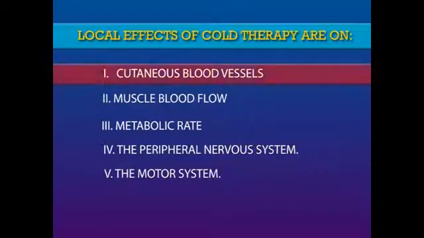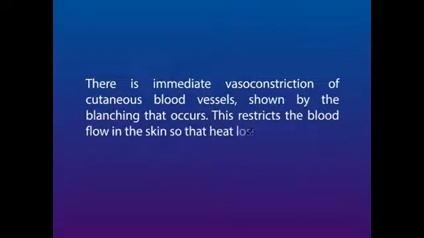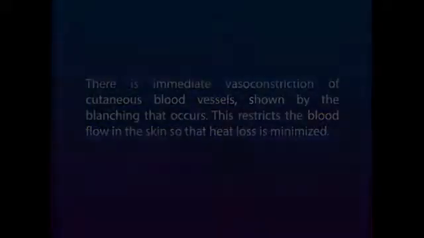The first one is on the cutaneous blood vessels. There is immediate vasoconstriction of cutaneous blood vessels, shown by the blanching that occurs. This restricts the blood flow in the skin so that heat loss is minimized. The speed with which this vasoconstriction occurs indicates that it is a reflex in the autonomic nervous system, which is triggered by stimulation of the thermal receptors in the skin.